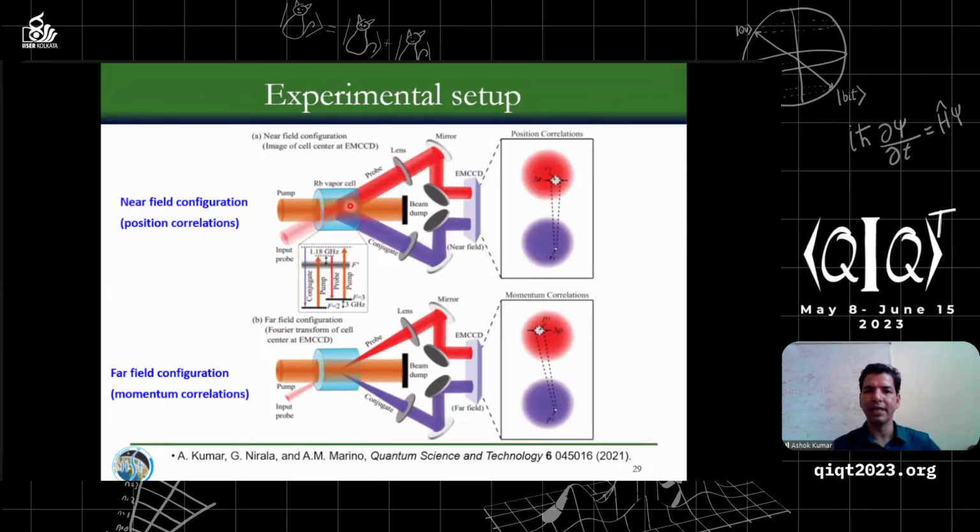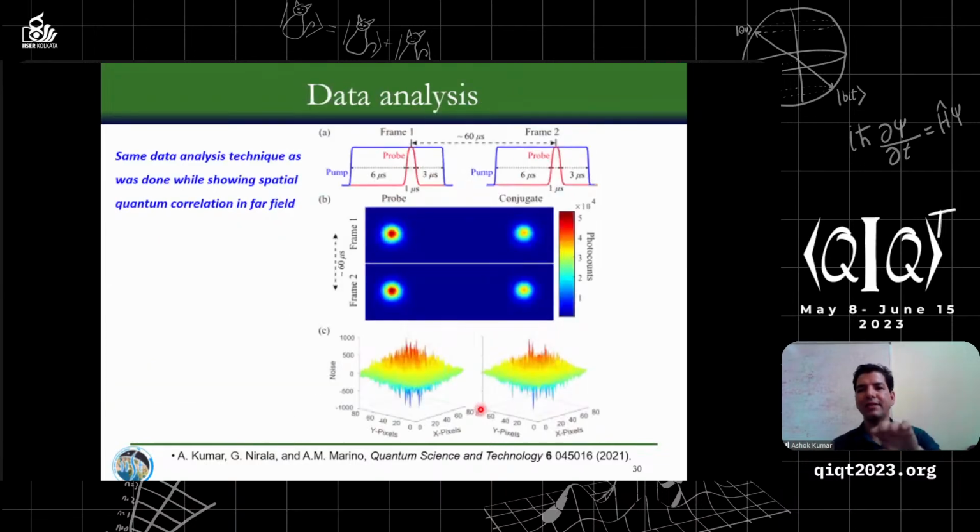So we have to look at near field correlation. For that, we have to design an imaging system that images the birth zone of these beams, and then in the far field, for the momentum correlation, we have to look at the Fourier transform of their birth zone. So we recorded the image in the near field and far field, and we did the same analysis that we did in the spatial quantum noise reduction.